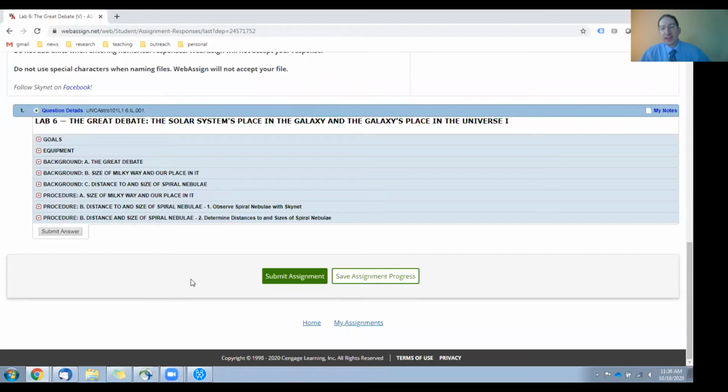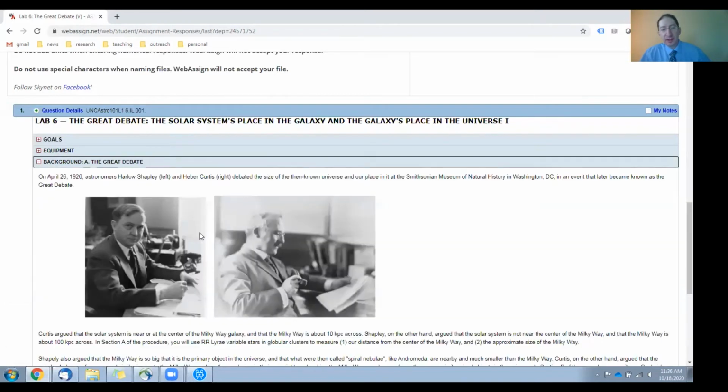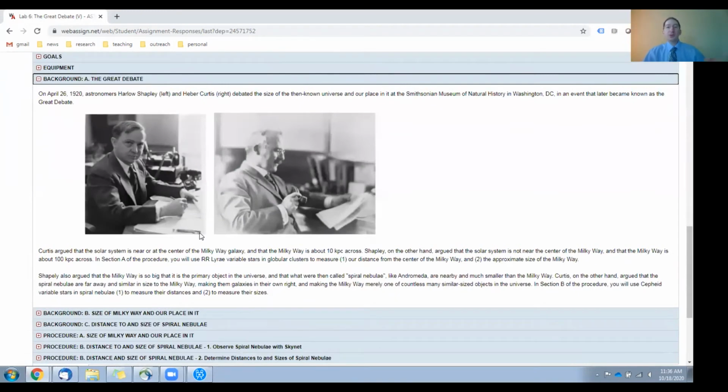All right. In this video, I'm going to overview the background sections of Lab 6, beginning with Section A on the history of the Great Debate. The Great Debate took place in 1920 at the Smithsonian in Washington, D.C. It was between Harlow Shapley, who we see here on the left, and Heber Curtis, pictured here on the right. They were debating about the size of the then known universe and our place in it.